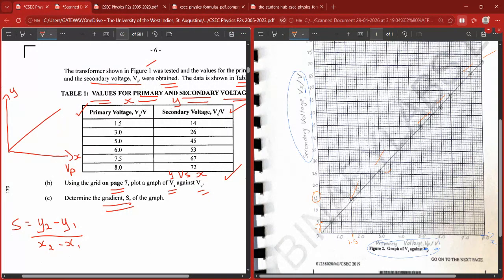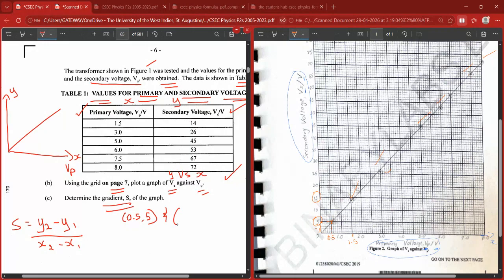So I would use this point here. If I read coming down, this is 0.5, and I read going across, that is 5. So my first point is 0.5 and 5.